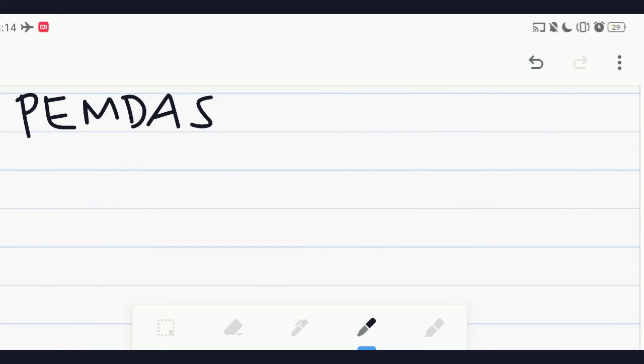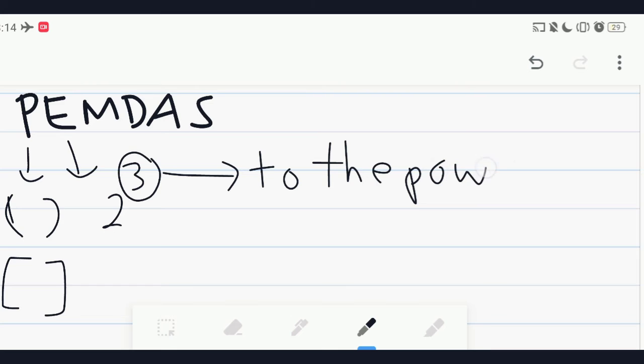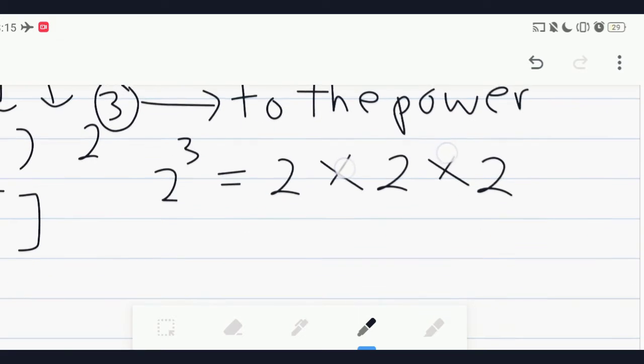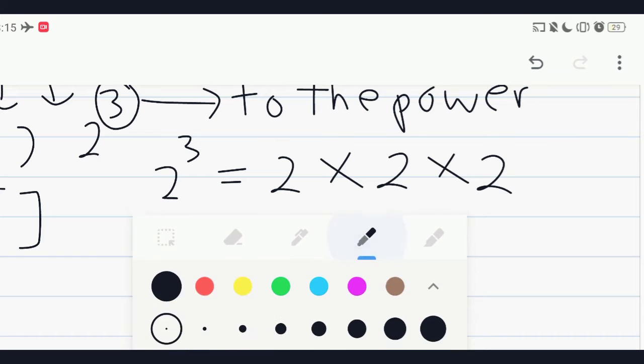Now you have to remember PEMDAS, okay? P is for parentheses, or brackets. The symbol will be like this. E is for exponent. An example is 2 to the power of 3. In English, we say it as "to the power", or in Bahasa, we say pangkat. So 2 to the power of 3 means 2 times 2 times 2, which is not the same as 2 times 3. This one is different, okay?